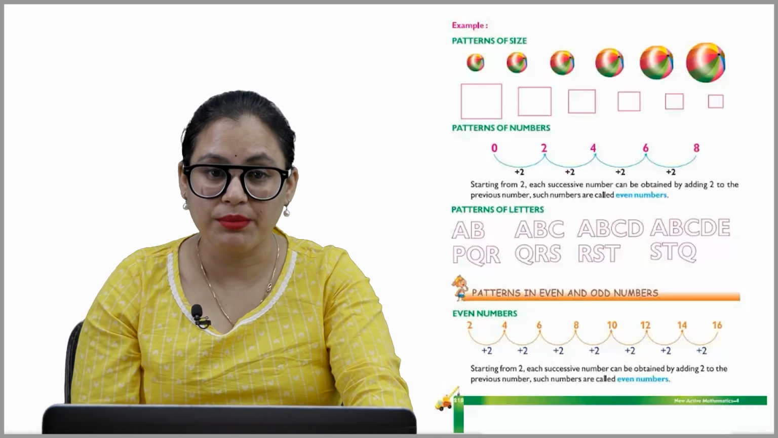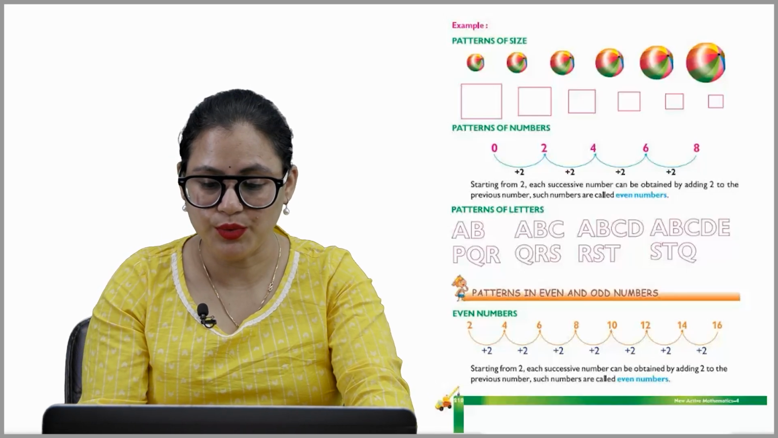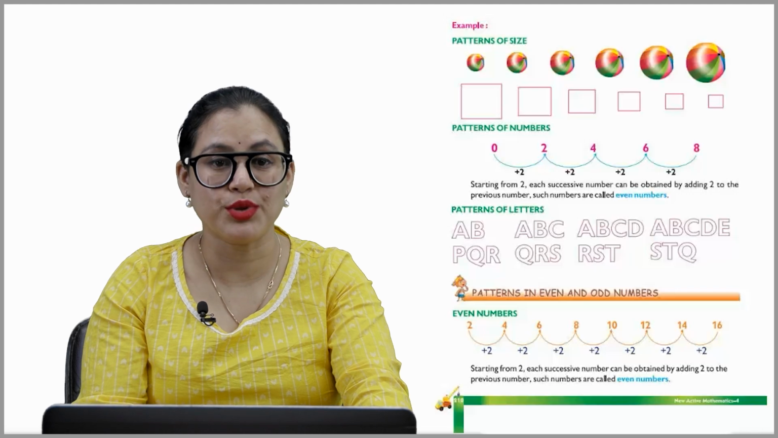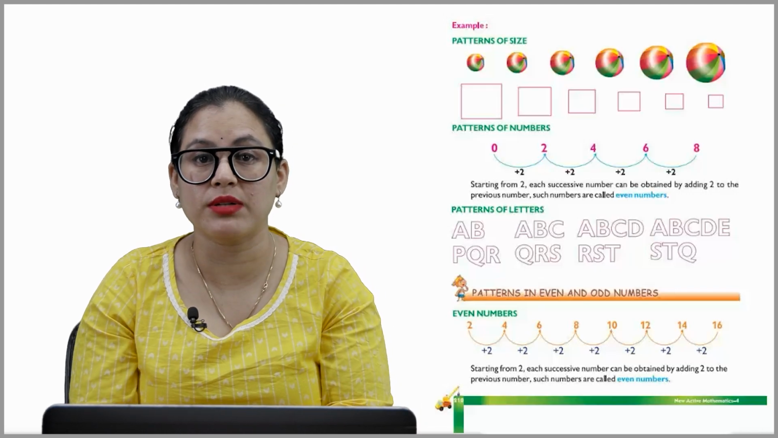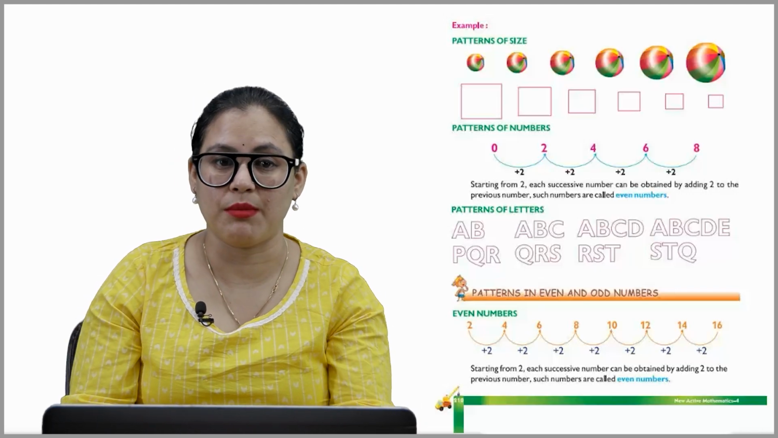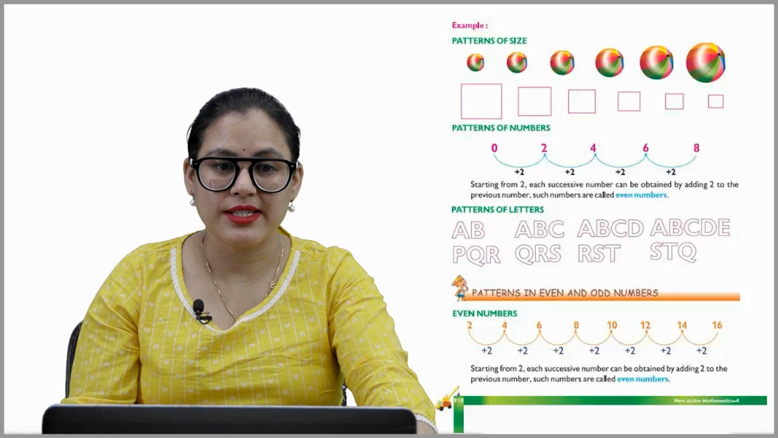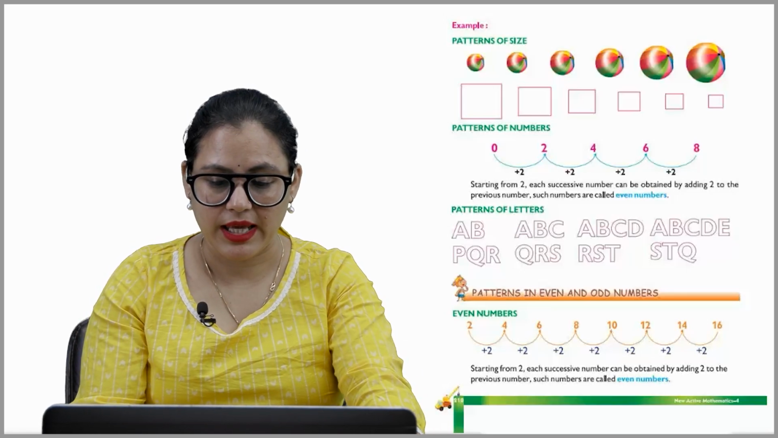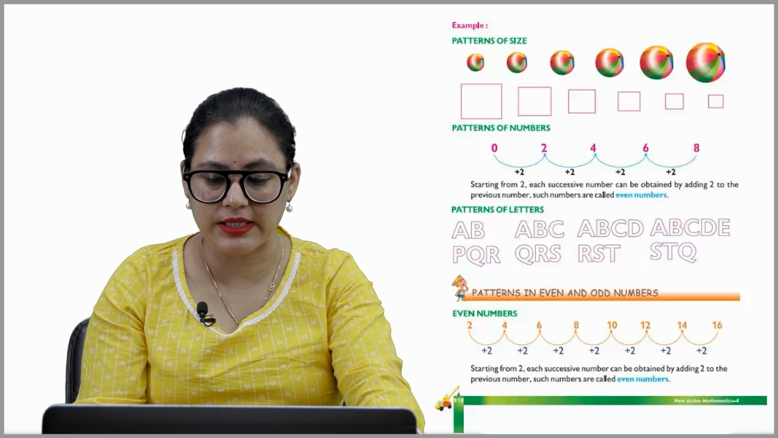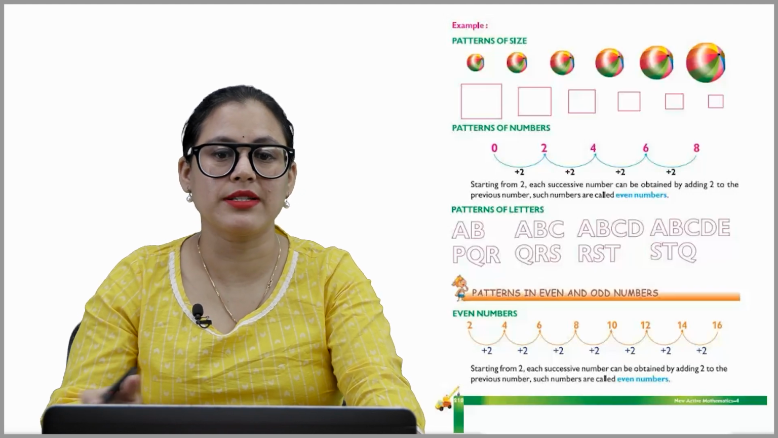Patterns of numbers. See the numbers 0, 2, 4, 6, 8. Starting from 2, each successive number can be obtained by adding 2 to the previous number. Such numbers are called even numbers. Patterns of letters. See this pattern: A, B, A, B, C, A, B, C, D, A, B, C, D, E. Every time one letter is increasing.